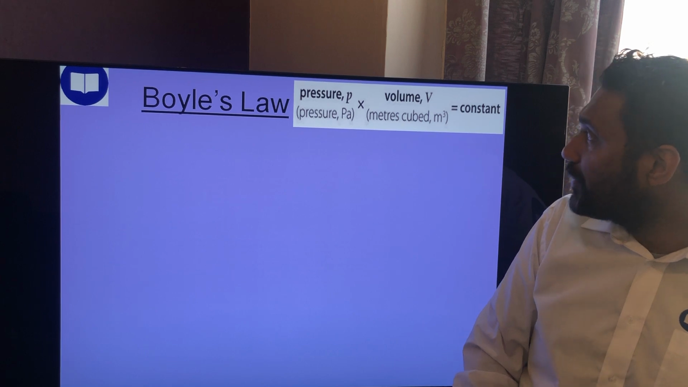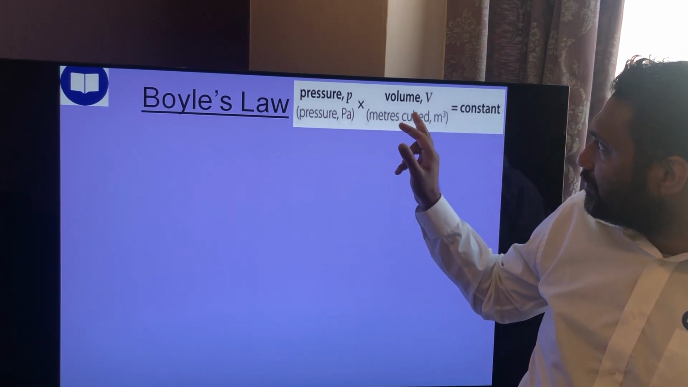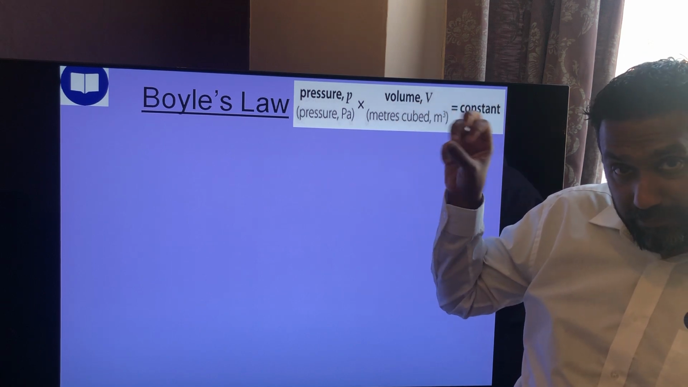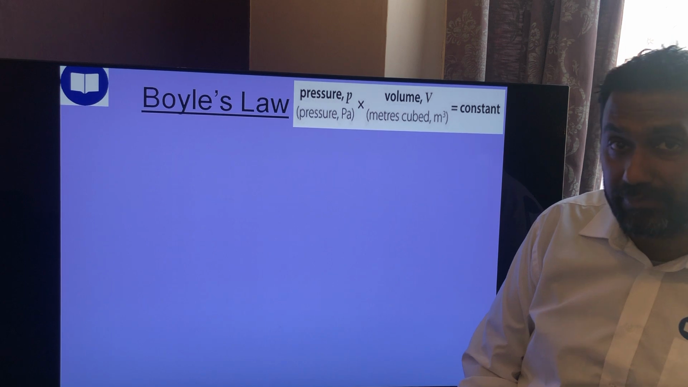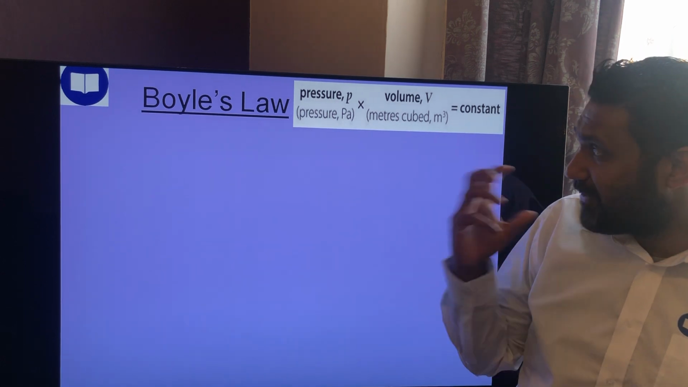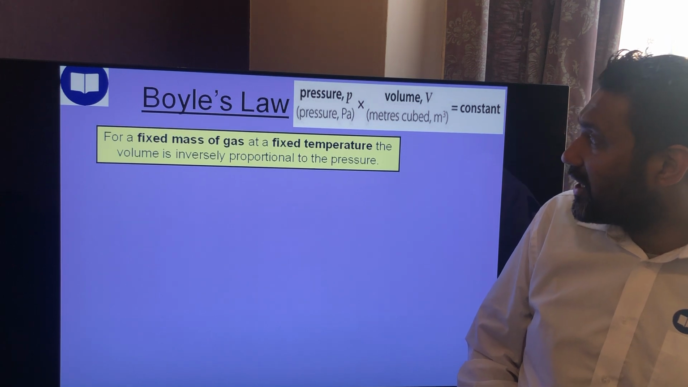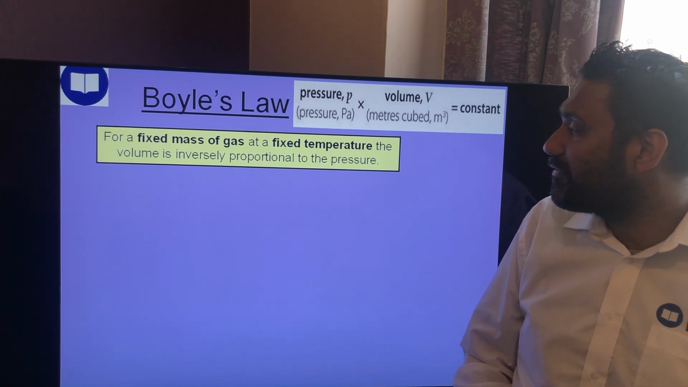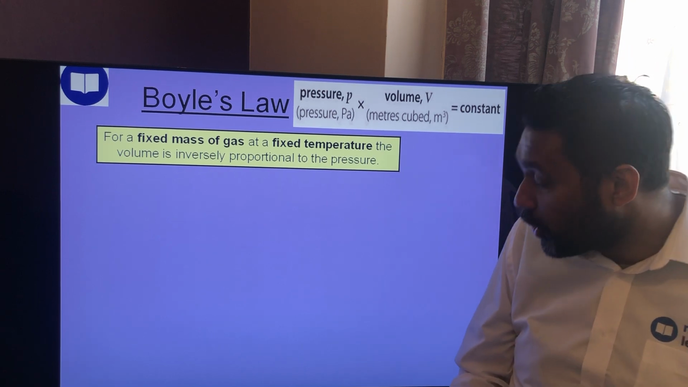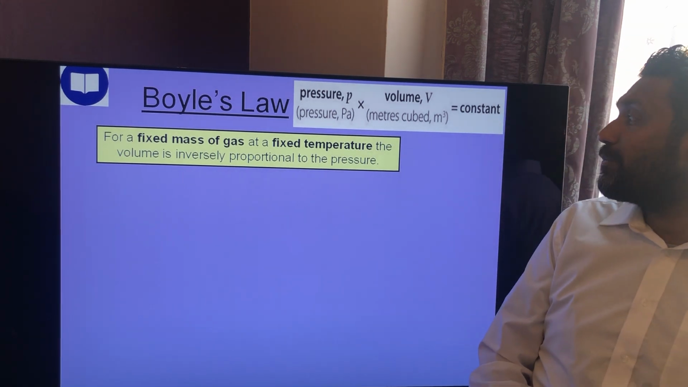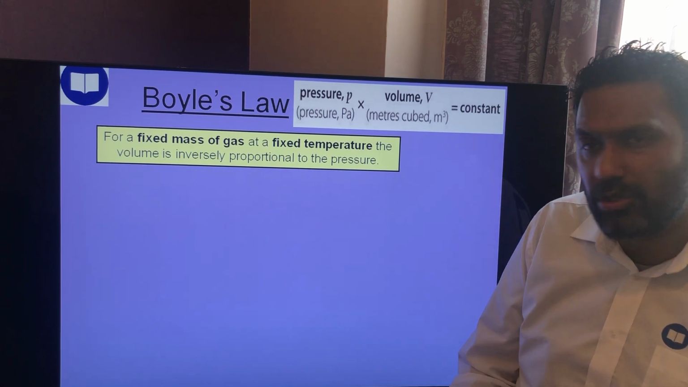What is Boyle's Law? Boyle's Law is this: the pressure times the volume. If you've got a given fixed number of particles, P times V is what we call the gas constant for any given gas. It's a fixed number. What does it mean? Basically, for a fixed mass of gas, a fixed number of particles at a fixed temperature, the volume is inversely proportional to the pressure. What does that mean? It's a very mathematical term.